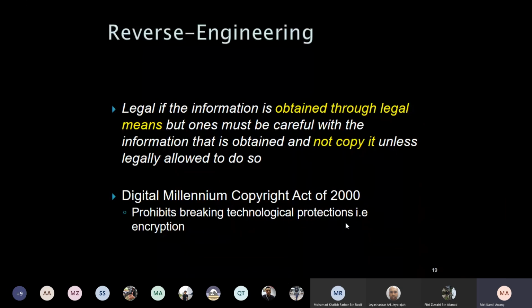The Digital Millennium Copyright Act of 2000 prohibits breaking technological protection, i.e. encryption. So reverse engineering and encryption is illegal under the Digital Millennium Copyright Act.